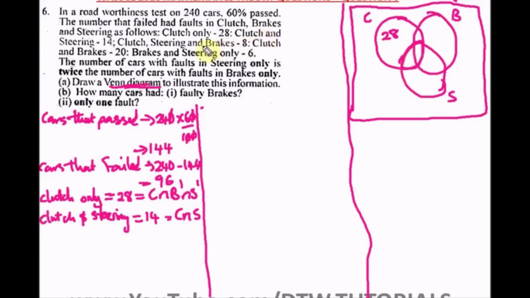All right, so the next interpretation says clutch, steering, and brakes is 8. That is clutch and steering and brakes is equal to 8. And what does this mean? This means C intersection S intersection B. That is this midpoint here is 8. So we can freely write down 8 here.